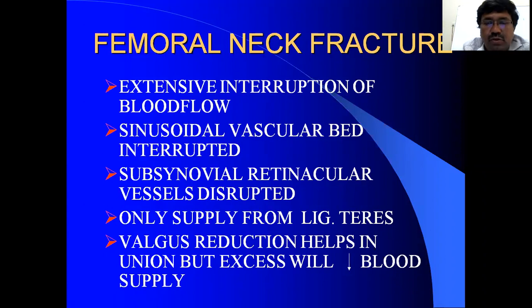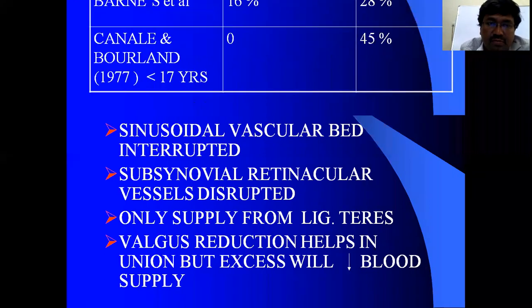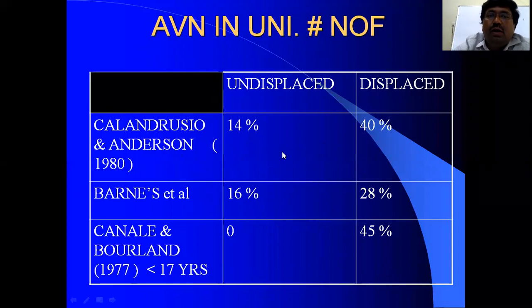Only supply to the head will come from the ligamentum teres, as I told you. It's important, but it is not sufficient for the fracture to unite and to cope with the ischemic injury. So next, we immediately reduce. Valgus reduction helps in increasing union, but excess valgus will decrease the blood supply.